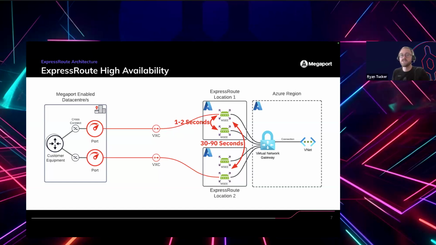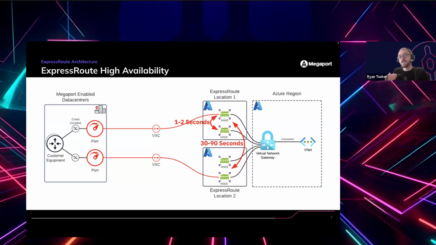So you'll have about a 1 or 2 second outage if there is an outage, if there's a maintenance event, to flip over from the primary link to the secondary within a circuit. If you need to fail traffic over from one ExpressRoute location to another, or one circuit to another, there's a much longer outage period. There's a 30 to 90-second failover period to route traffic out via a different ExpressRoute location.